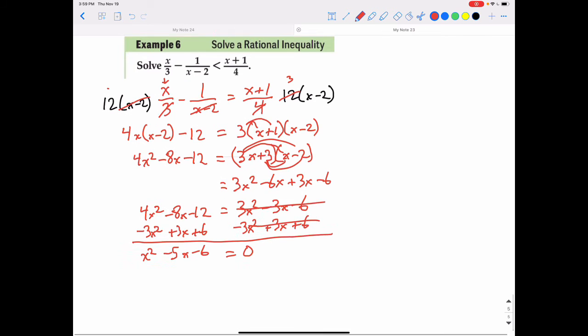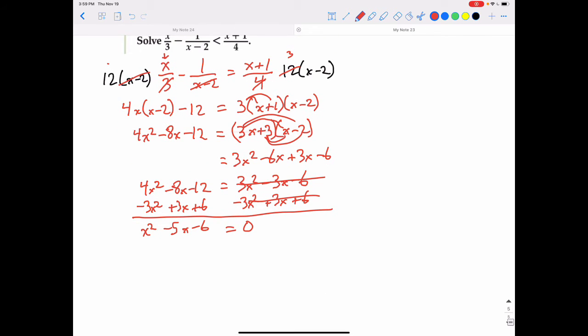That is factorable. So that will factor into x minus 6 and x plus 1. Then, of course, I will set those equal to 0. So x minus 6 equals 0, x plus 1 equals 0. So x will equal 6, x will equal negative 1.